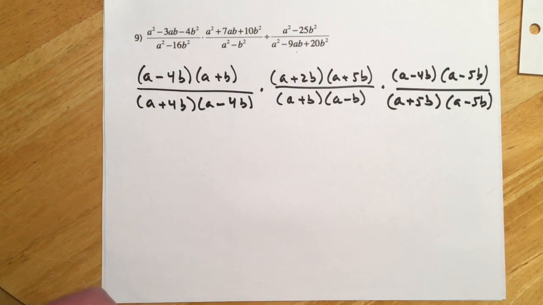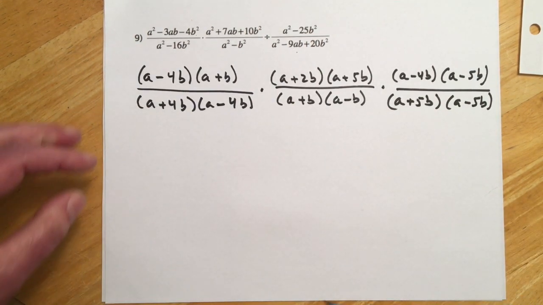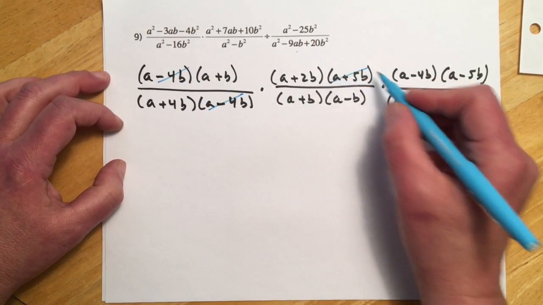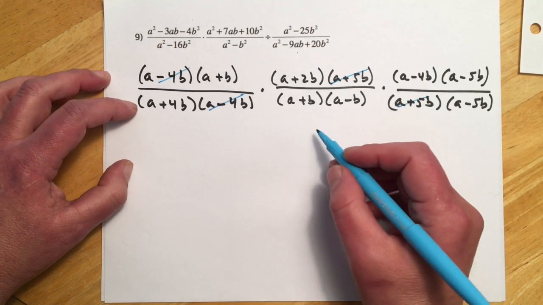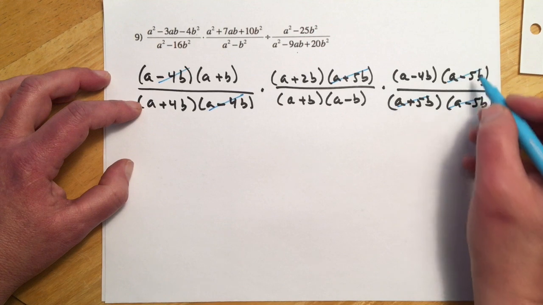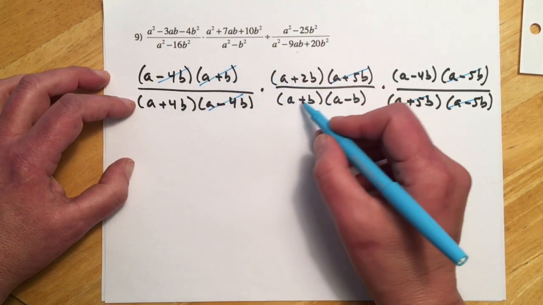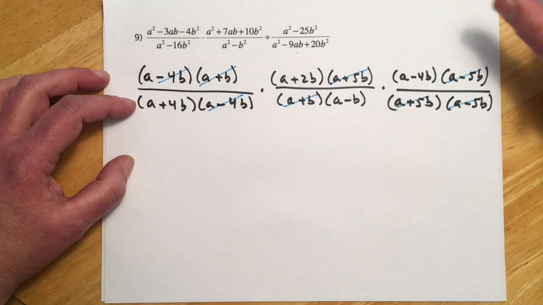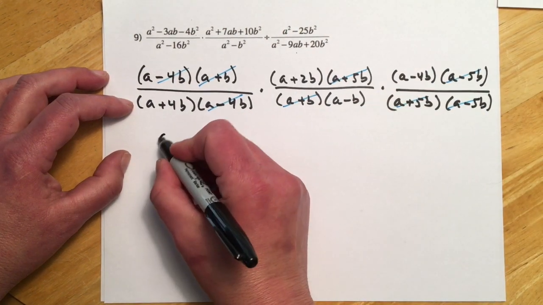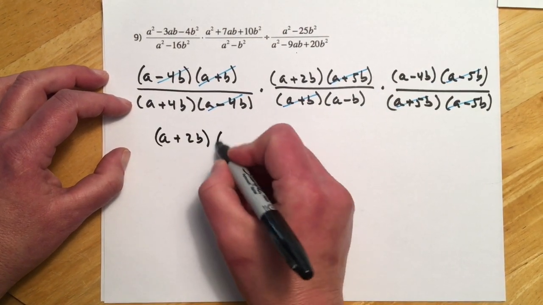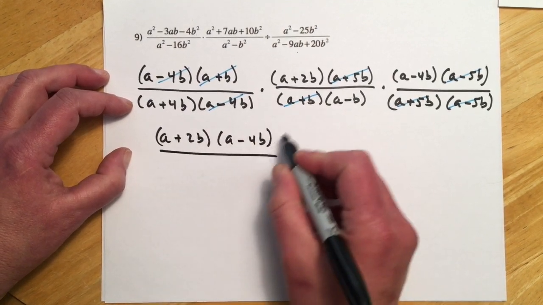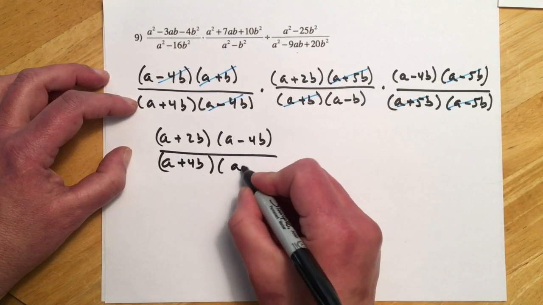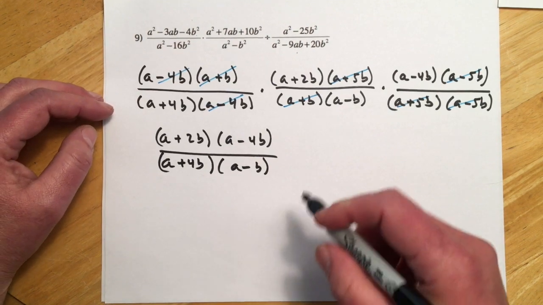And once we get all that written out, we just cancel everything we can, and then what's left is going to be our answer. So the minuses are gone. Let's see. Plus 5b's are gone. Minus 5b's are gone. A plus b, a minus b. And I think that is going to be it. So what's left is right here. A plus 2b, a minus 4b. And that's going to be over a plus 4b and a minus b. And so that would be the end of it.